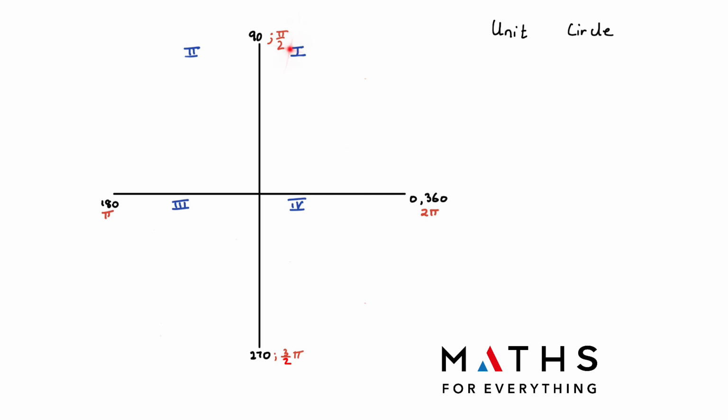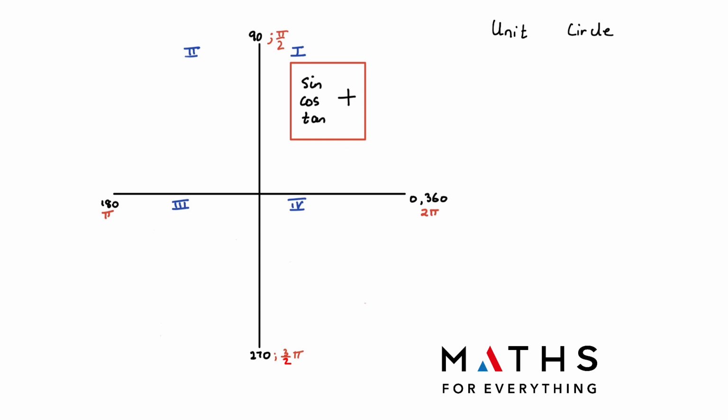Between 0 to 90 is the first quadrant, 90 to 180 the second quadrant. Between 180 to 270 is the third quadrant, and 360 to 270 is the fourth quadrant. In the first quadrant, between 0 to 90, all your trig identities, sine, cosine, and tan, are positive.